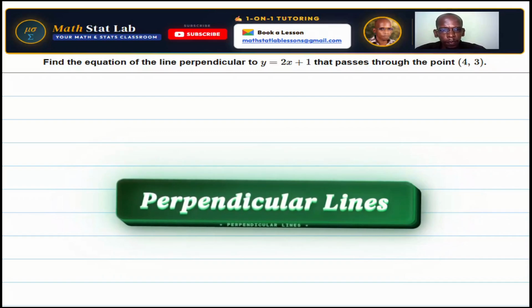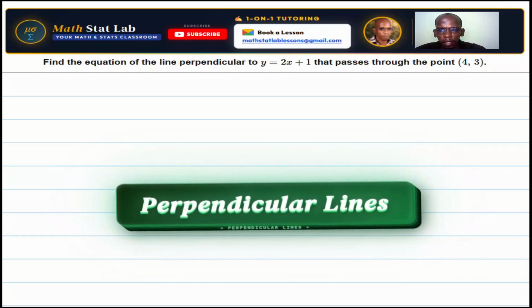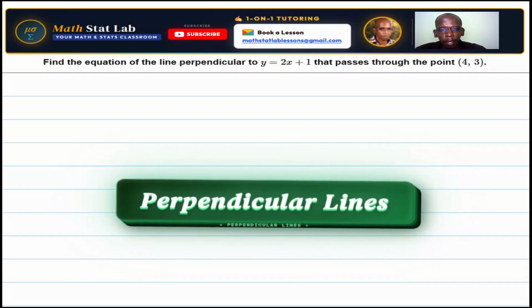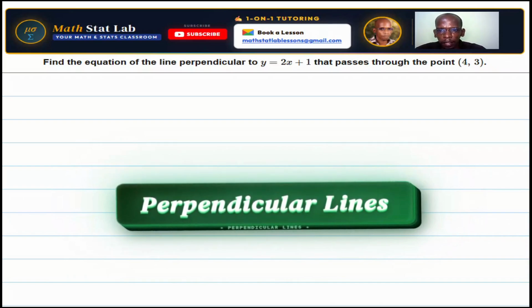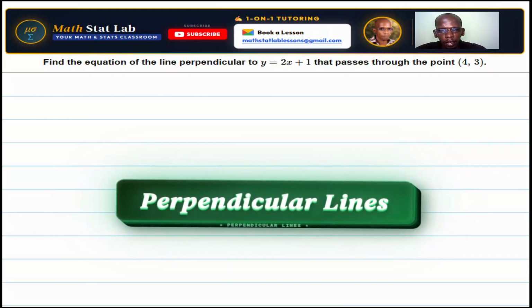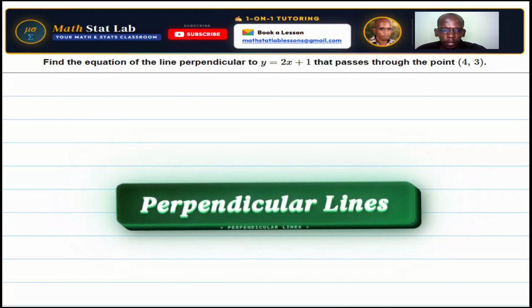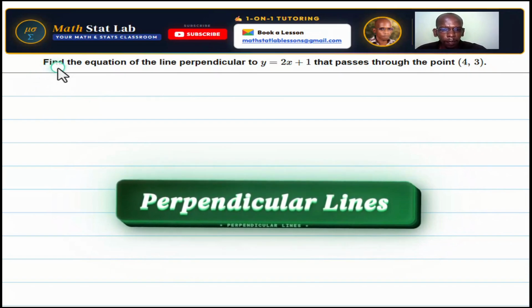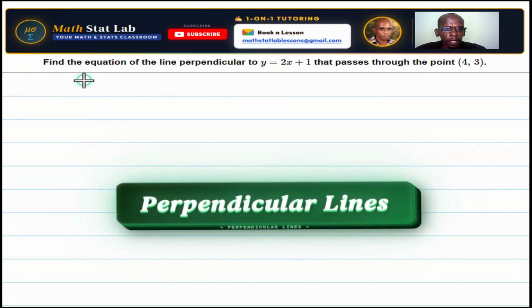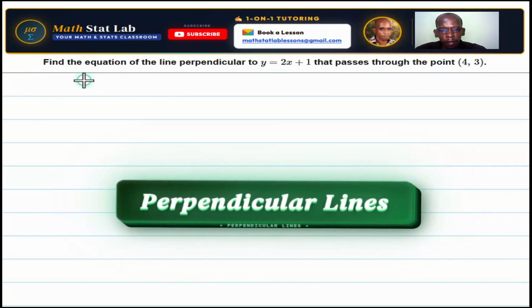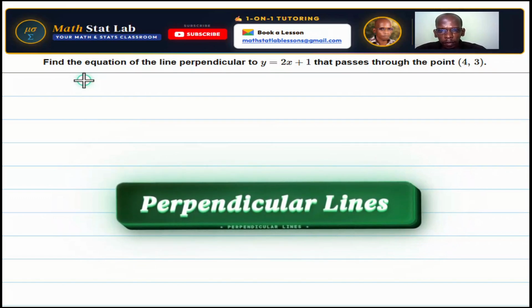In this lesson, we are going to learn how to find the equation of a given line, which is perpendicular to another line and passes through a given point. And we are going to use this question here as an example. It says, find the equation of the line perpendicular to y = 2x + 1 that passes through the point (4, 3).